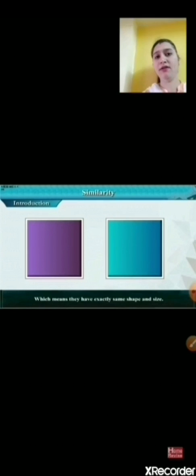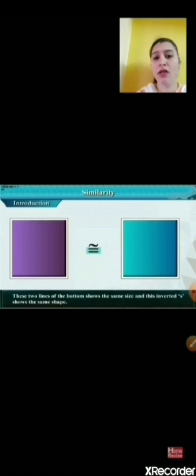In earlier standard, we have studied about congruent images. You can see here, we use symbol to represent congruency. These two lines of the bottom shows the same size and the inverted S shows the same shape.